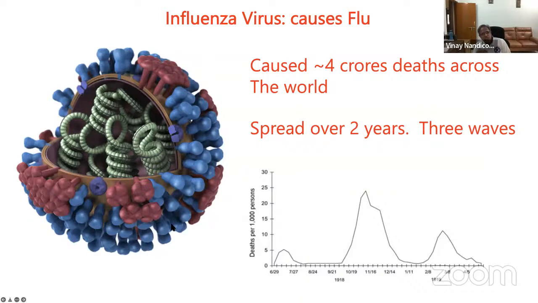on top of this virus. And these are the proteins that are used by the virus to make an entry into our cell. So the virus, when it came back way back in 1918, that was the first time the pandemic came. And you can see over a period of 2 years, there were three major waves, and it killed approximately 4 crore people in that pandemic. This was spread over 2 years.